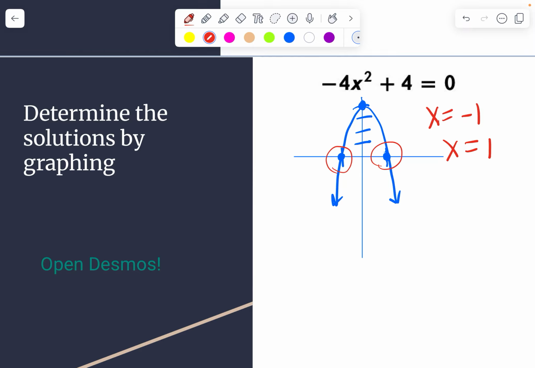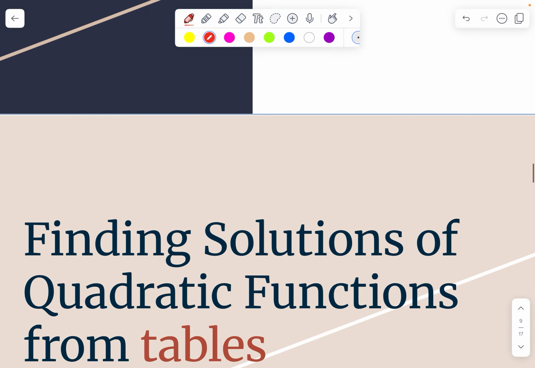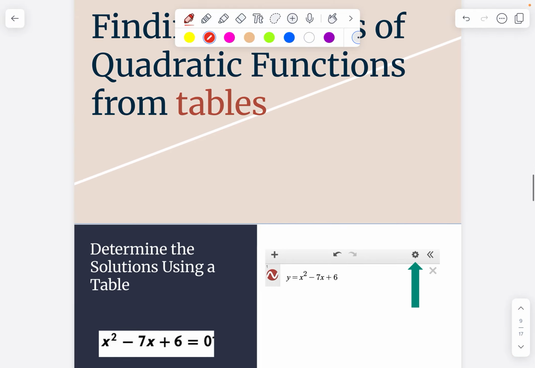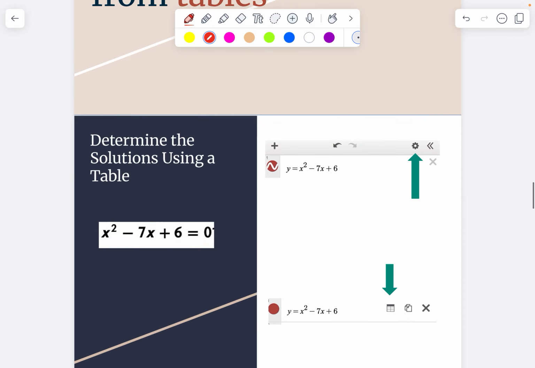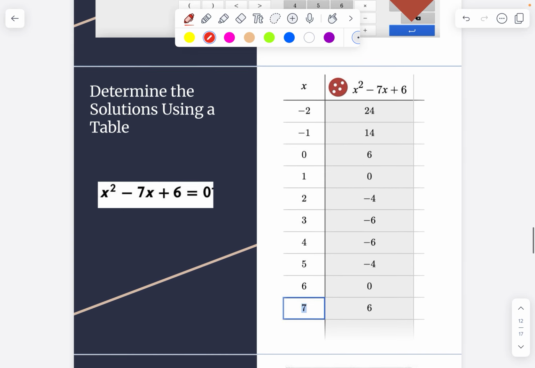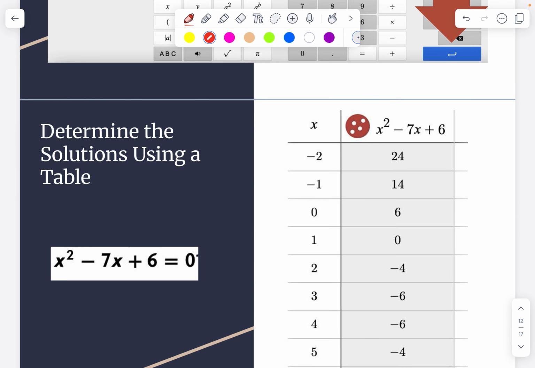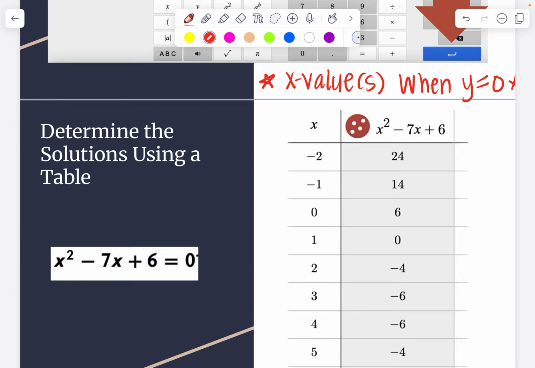You're also going to have to be able to look at a table and determine where the solutions are. These next few slides just show you how to make a table in Desmos, but the tables will be given to you. So we're going to skip those slides. When you're looking at a table, the solutions are the x value or values when y equals 0. Same thing as the x-intercepts, it's just finding the x-intercepts from the table.